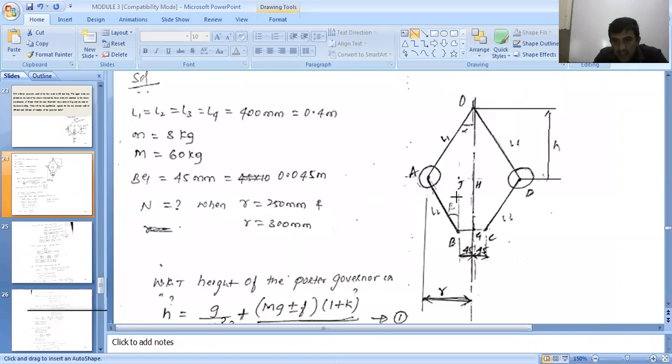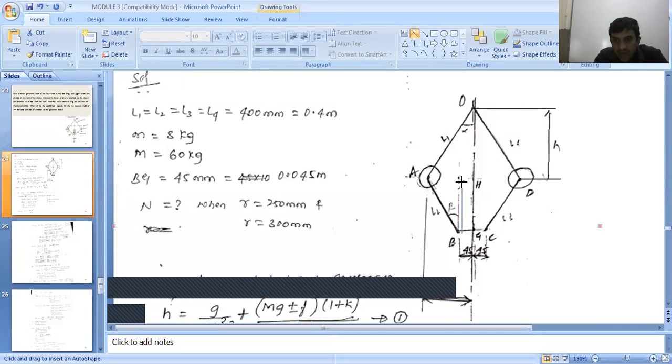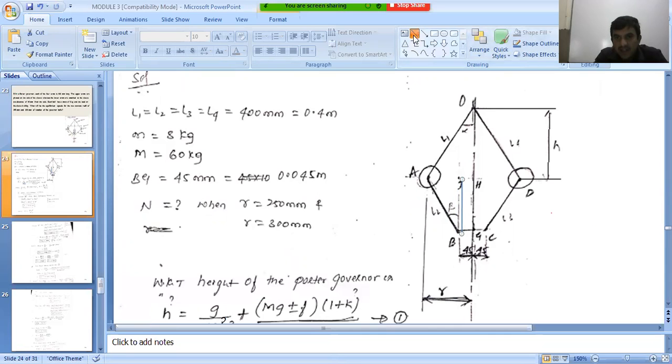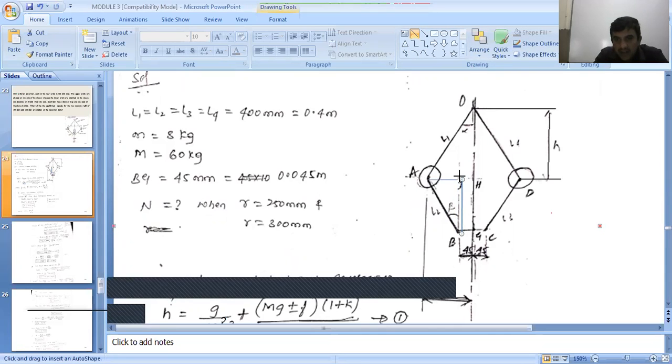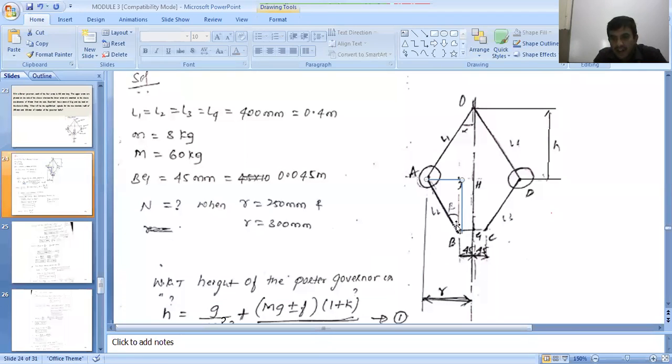Now consider this right angle triangle, that is BJA or ABJ. ABJ is a right angle triangle. The angle at B is beta, right? So I know that L1 is equal to L2 is equal to L3 is equal to L4, that is 400, 0.4 meter. I know that. I don't know AJ and I don't know JB also.